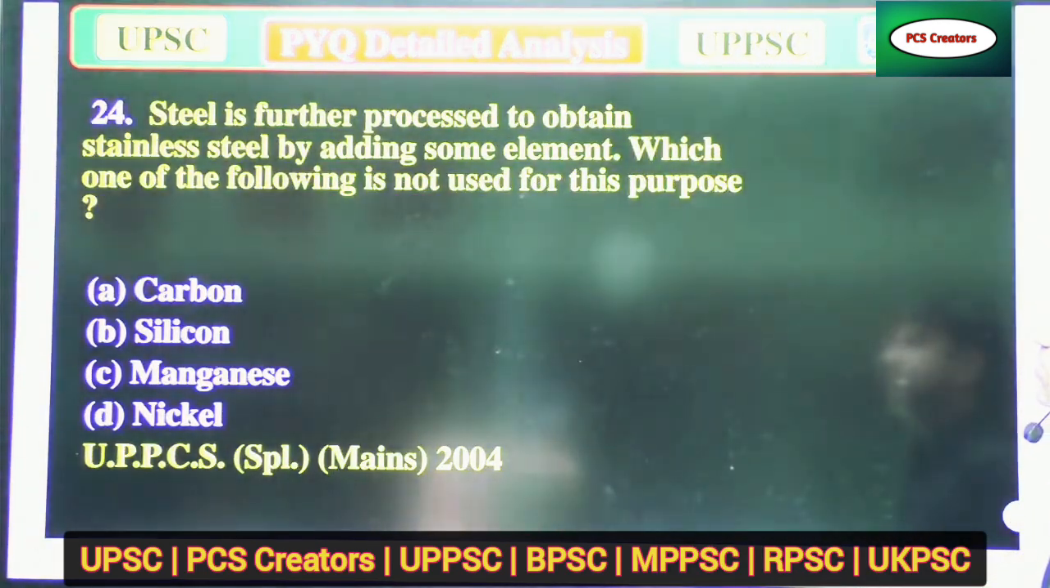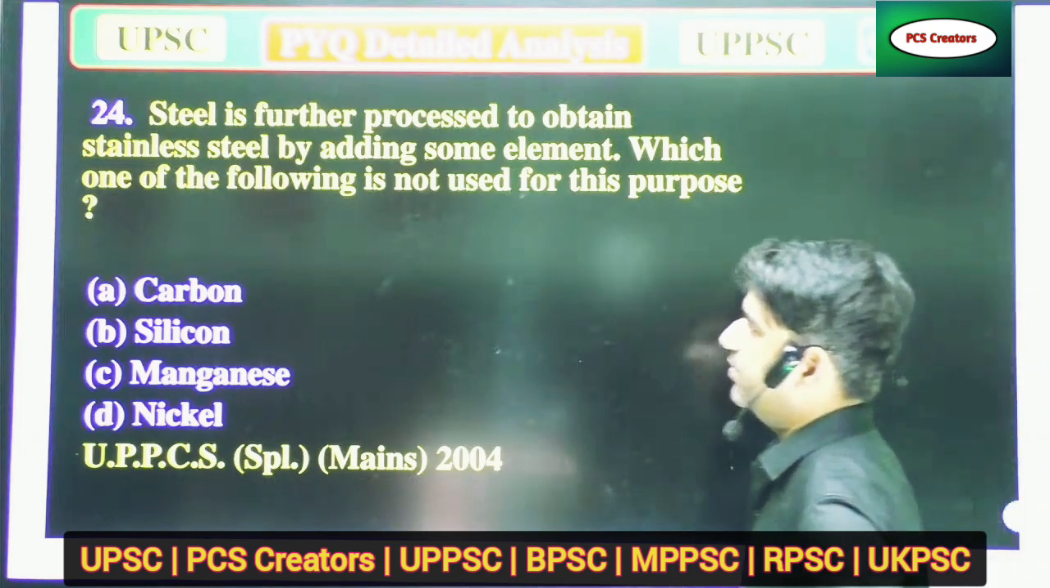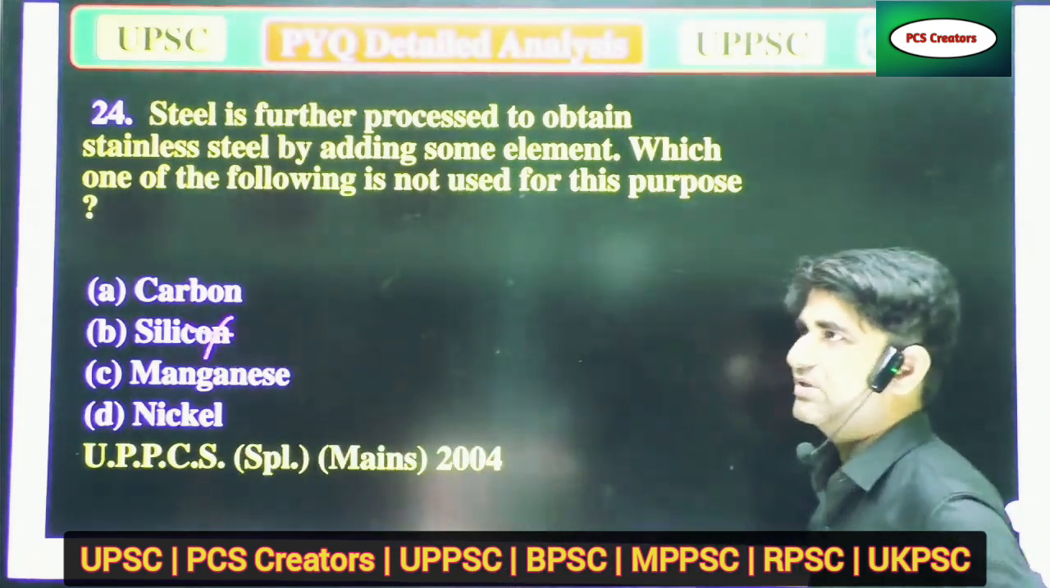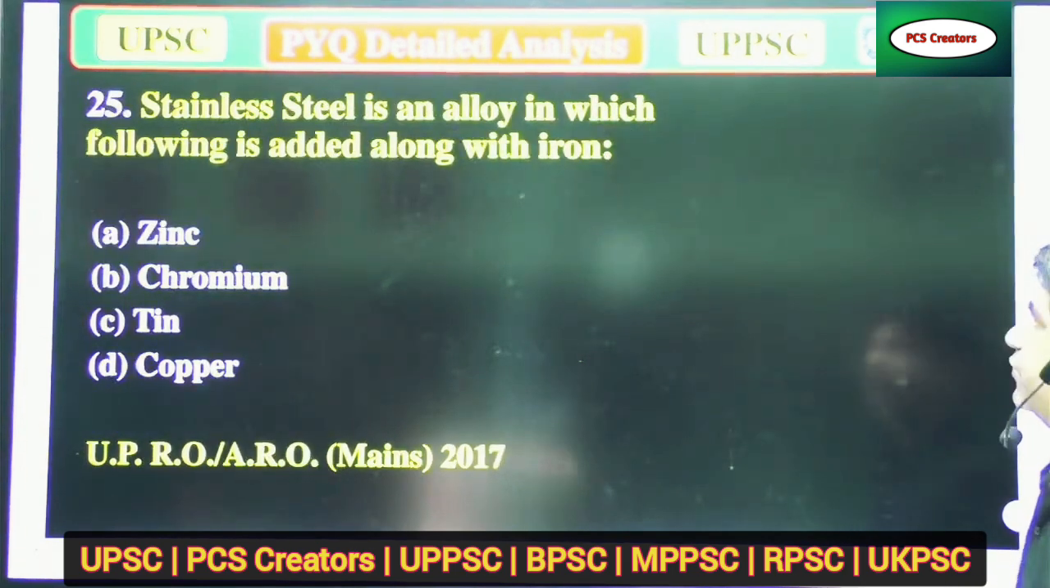Steel is further processed to obtain stainless steel by adding some elements. Which of the following is not used for this purpose? Carbon, magnesium, nickel, silicon. After that, every element has been mixed in that. Now we'll move to the next question.